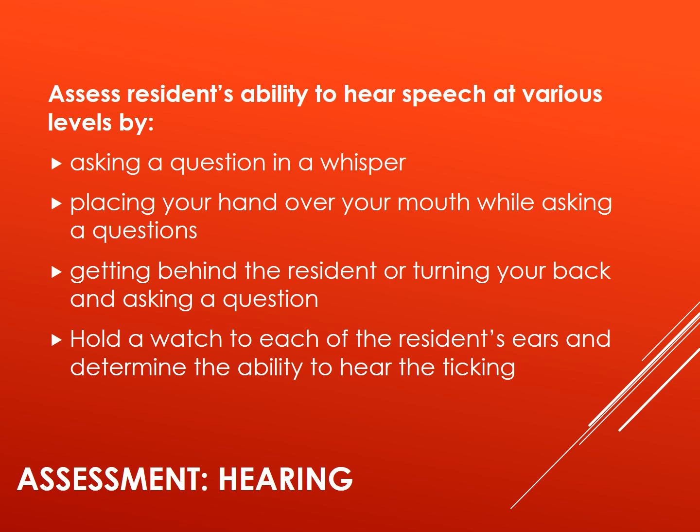The best approach to test the resident's ability to hear a watch ticking is to have them close their eyes and then place the watch to the ear and ask them what they hear, if anything. Without the eyes closed, the resident is aware of when the watch is placed over the ear and may give a false affirmative that he or she can hear when he really can't. You can also stand behind the resident or turn your back on the resident and ask a question to determine hearing ability.